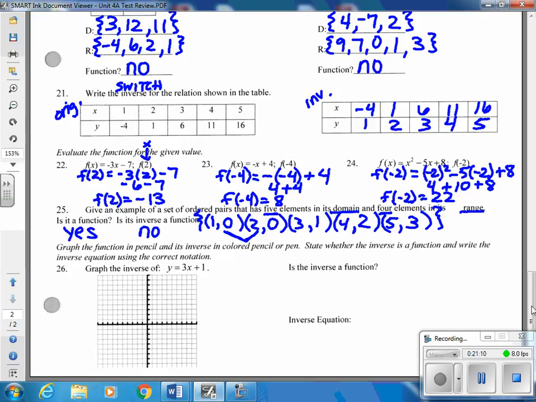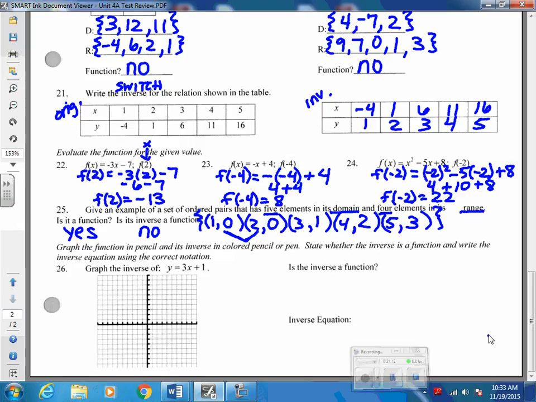For number 26, this is where we use colored pencils in class, and this is where you may want to use colored pencils on the test, and I will have those available to you when you take the test. There's a lot of things going on with this. It's like 3 separate problems built into one. The first thing we want to do is graph the inverse of y equals 3x plus 1.